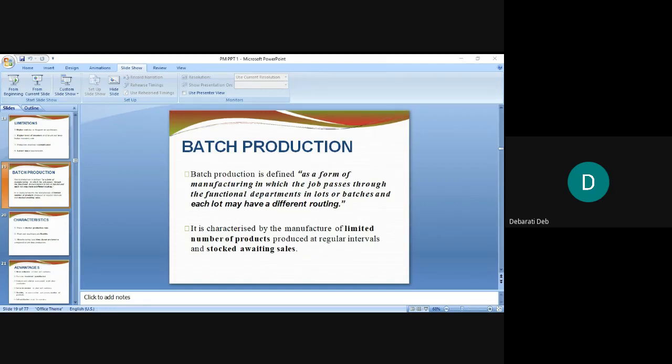Routing means you are sending the job from one part to the other.